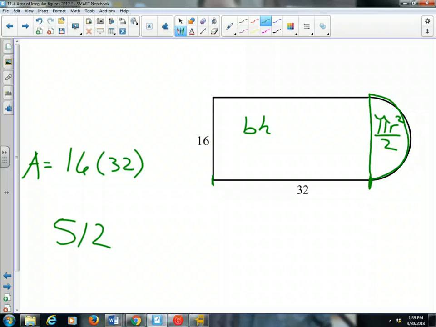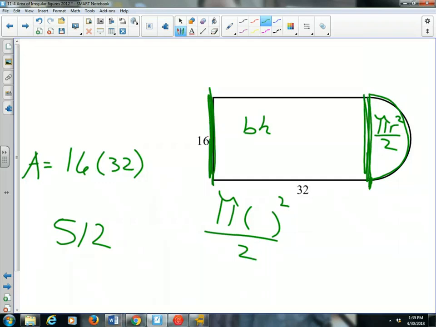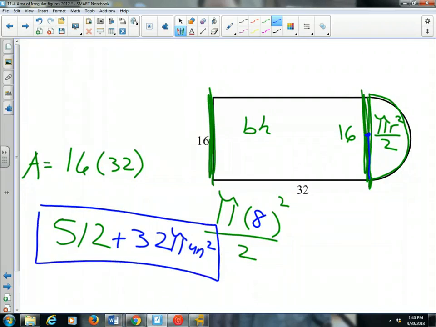And then if you take the half circle, pi r squared divided by 2, notice how the diameter is 16. This diameter is 16, so that means the radius is 8. So pi 8 squared divided by 2. 8 squared is 64. 64 divided by 2 is 32. So you have 512 units squared and 32 pi units squared. Square units. That would be the exact answer. I could approximate this if I wanted to, but right now we'll just leave it as the exact answer.